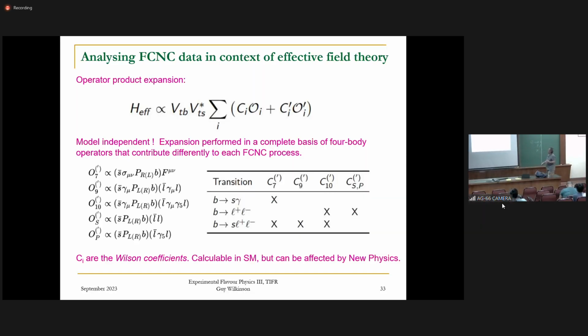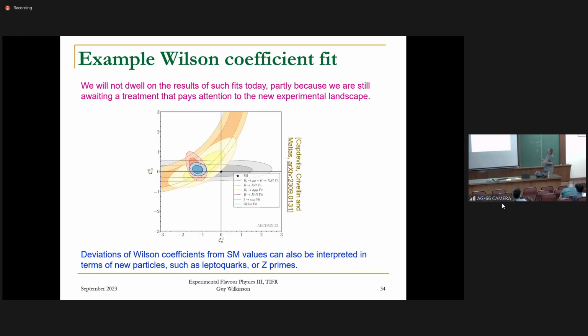So what you can do is take all of these flavor changing neutral current processes and, in principle, the Wilson coefficients should be the same in each decay, and you can try and fit those. The values of those Wilson coefficients are the same in the standard model, but they can be affected by new physics. I'm not going to dwell on the results of any such fits. This is actually quite a recent one. I'm not dwelling on it because the reanalysis of the LHCb data is rather fresh, and then this business from the Belle 2 result is even fresher, so there are no fits I know of which encompass all of those.